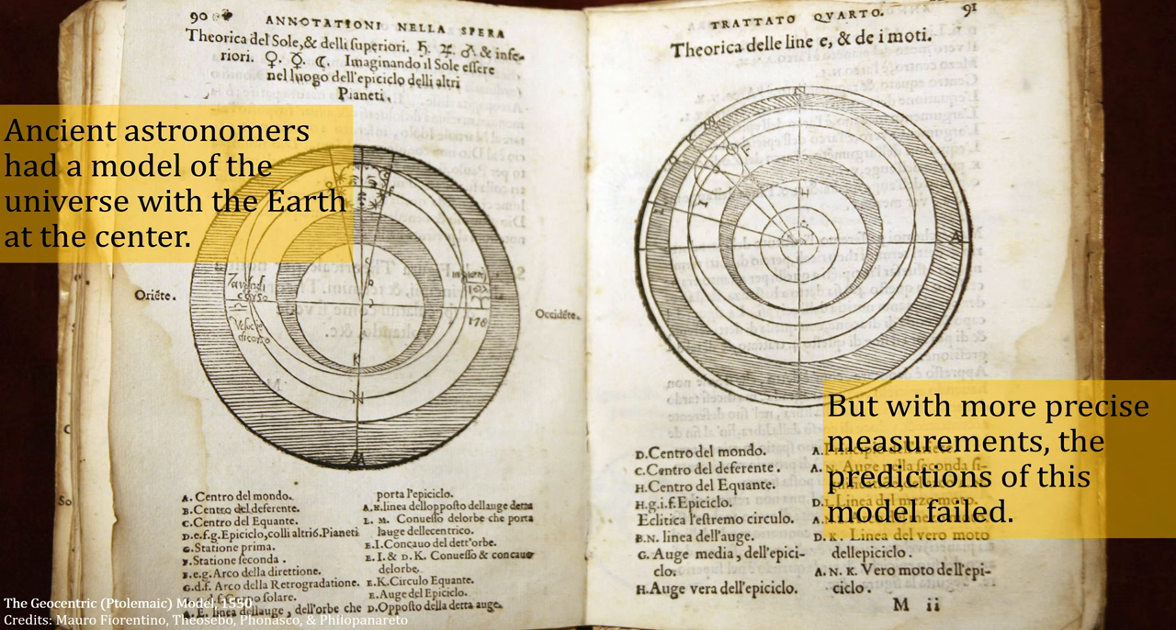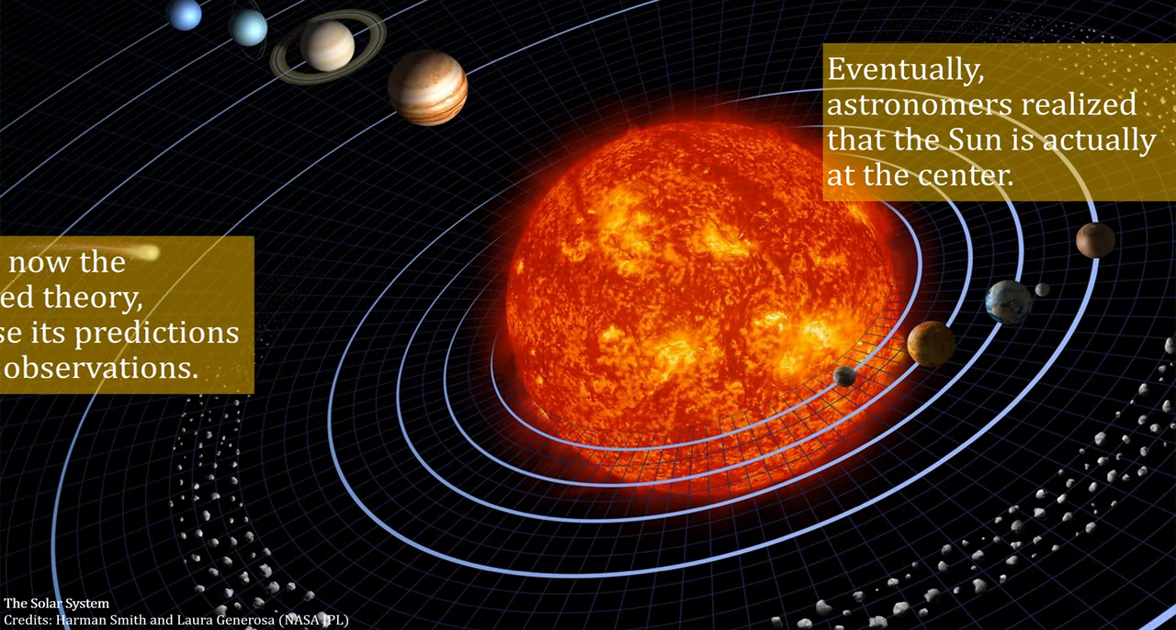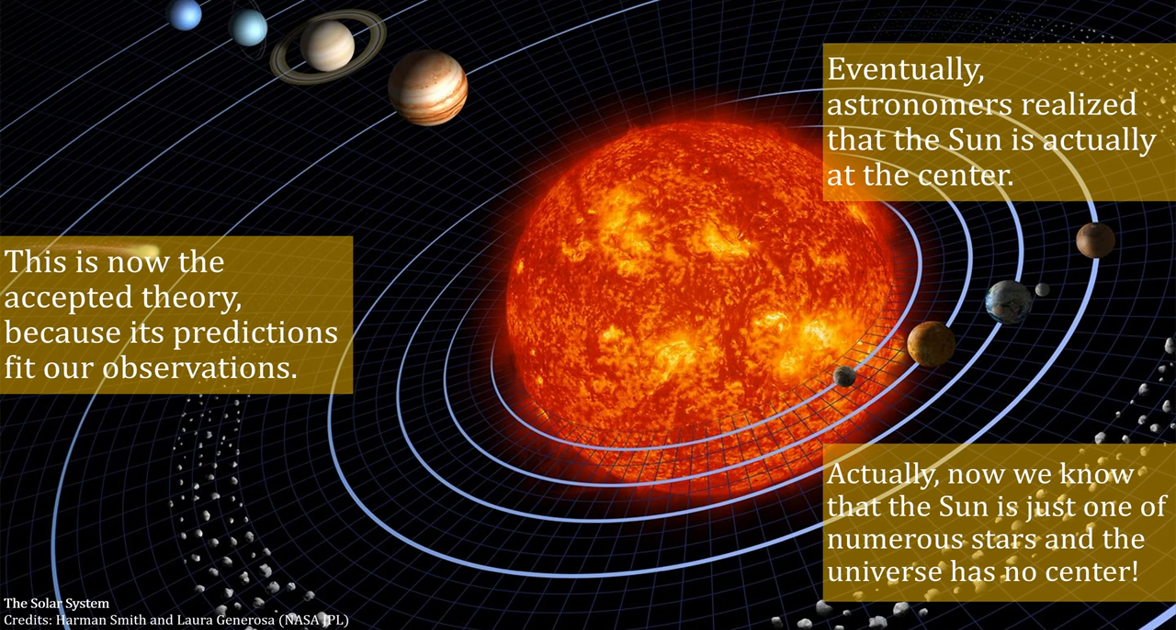But with more precise measurements, the predictions of this model failed. So this model predicted certain things, such as where each planet is going to be in the sky at any point in time. And at first the predictions were accurate, but after a while the predictions became less and less accurate with time, and also we made more precise measurements using more precise instruments, and we discovered that this model doesn't really give 100% accurate predictions. Eventually, astronomers realized that the Sun is actually at the center. This is now the accepted theory because its predictions fit our observations.